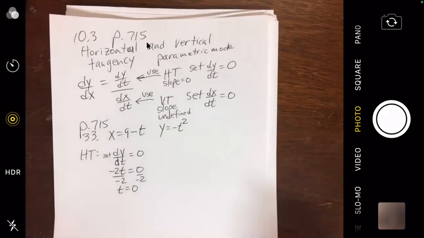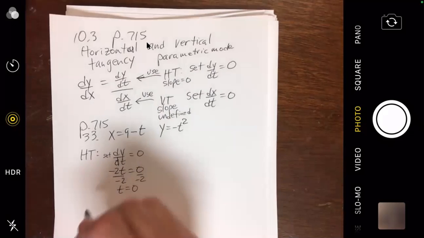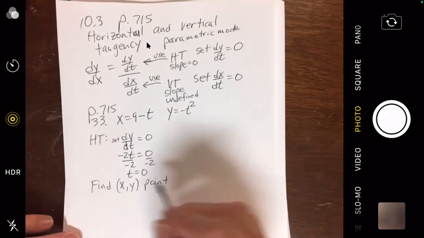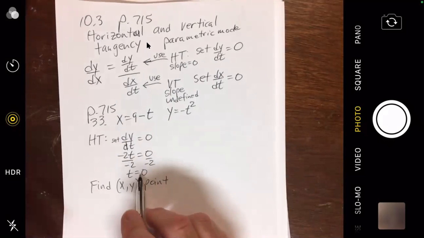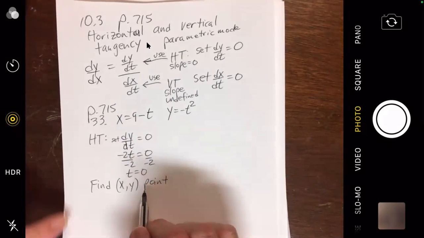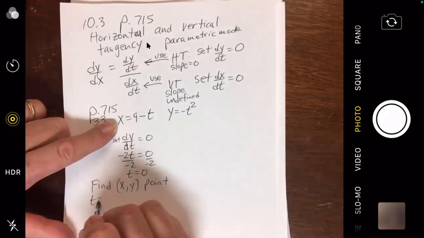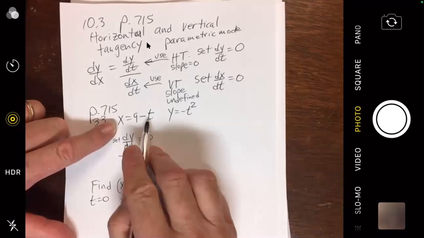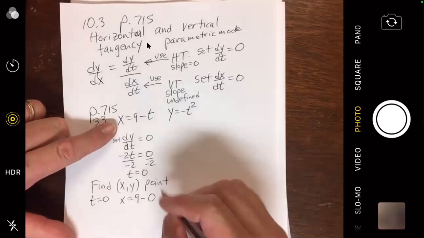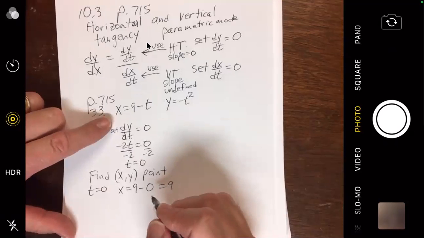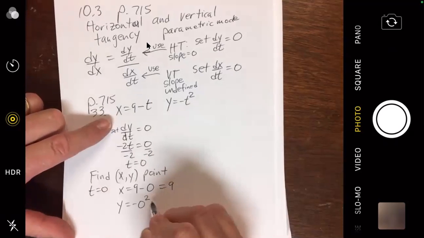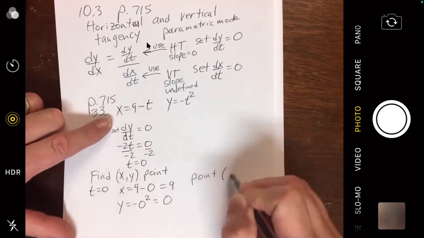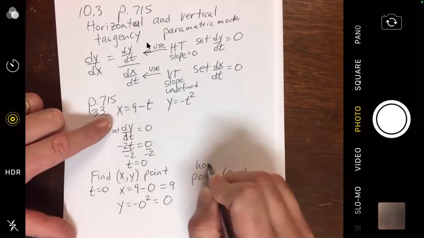So we're going to find the xy point. We know the parameter value for horizontal tangency, we just need to find the xy point. So for t equals 0, x equals 9 minus 0, which is 9. And y is negative 0 squared, which is 0. So the point is (9, 0), horizontal tangency.